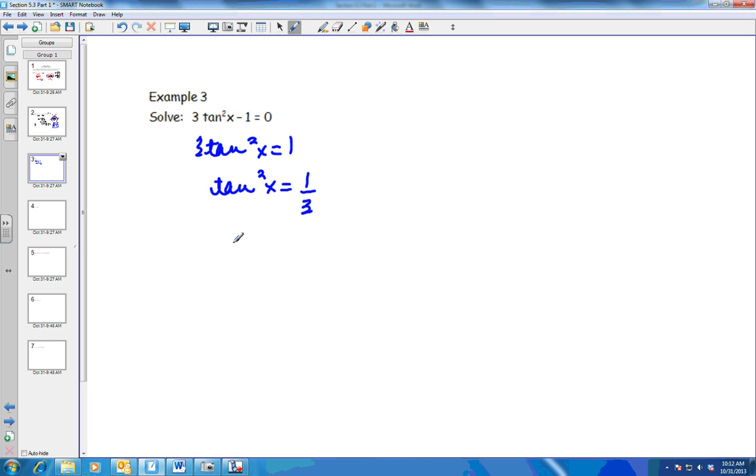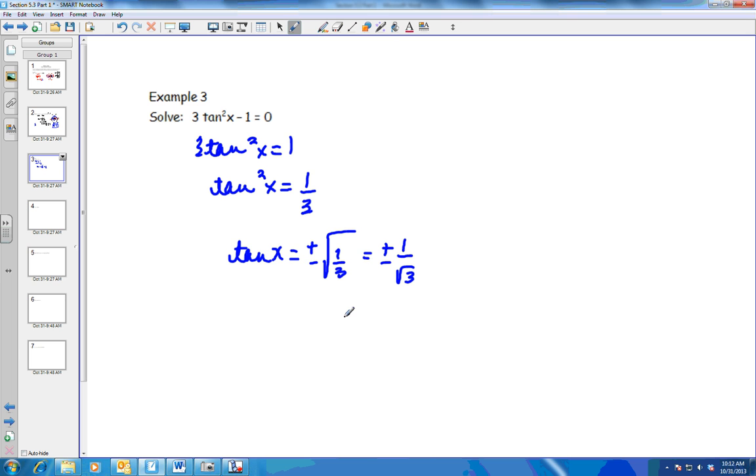And then I have to take the square root of both sides. So when I take the square root of tangent squared x, I get tangent x. And on the right-hand side, I get plus or minus. You have to make sure and put that plus or minus in front, or you're going to miss some of your answers. And then the square root of 1 over 3, which ends up being plus or minus 1 over the square root of 3. You can rationalize, but I'm not going to.